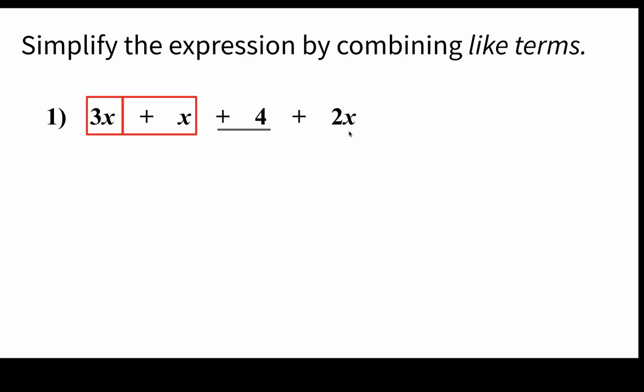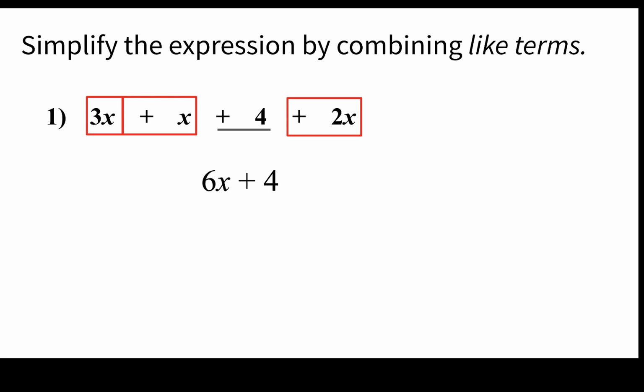2x, same variable, same exponent. I'm going to include the plus in front of it, and I'm going to put the same shape around it. So now I can see that I'm going to combine my rectangles together. 3x plus x, that's 4x. I'm adding 2 more x's. That's 6x plus 4.